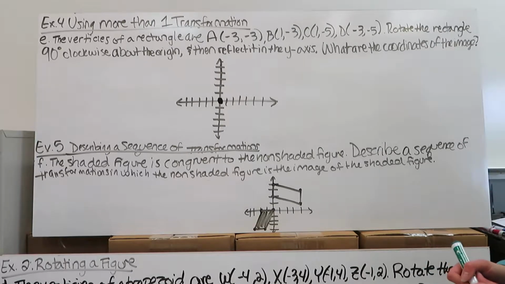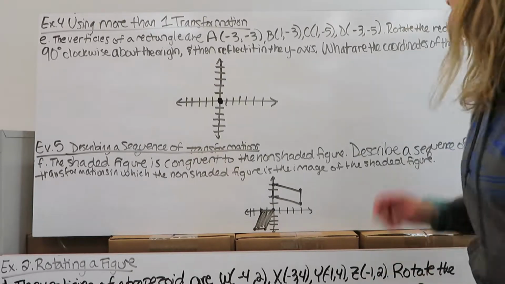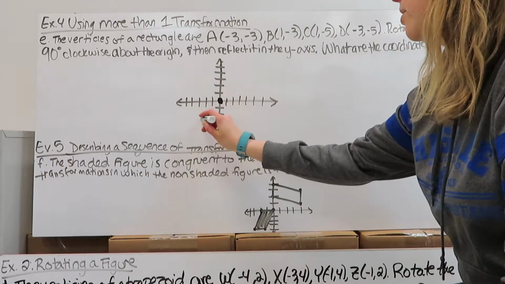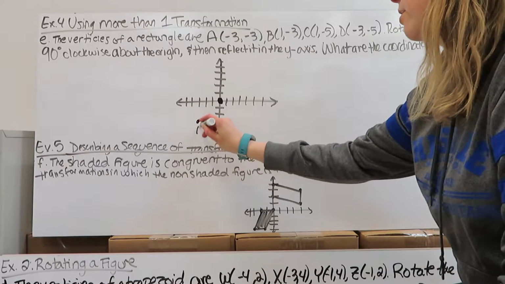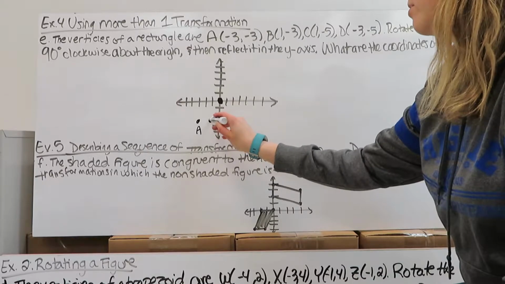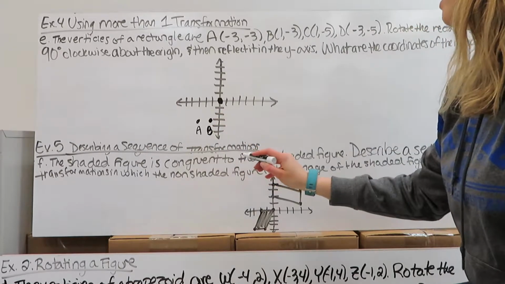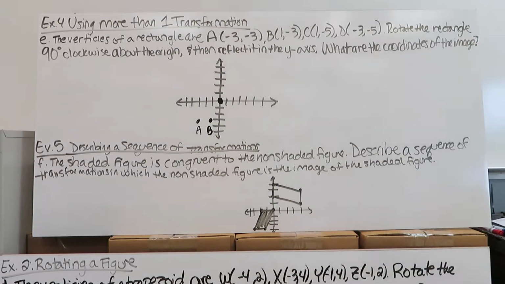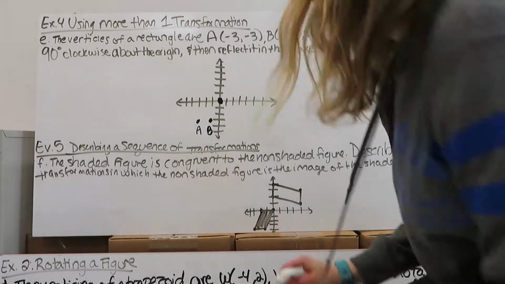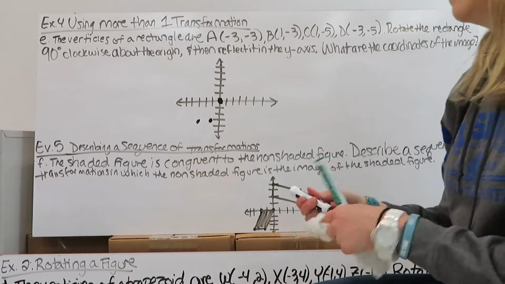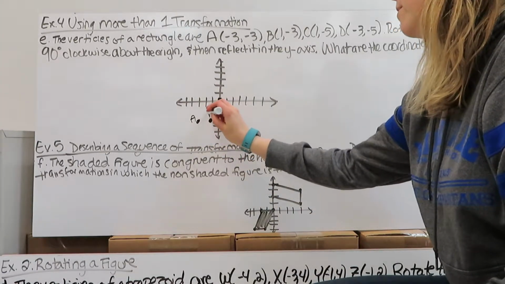Well, let's do this step by step. Let's start with plotting our points. So -3, -3. There's A. B is at 1, -3. C is at 1, -5. Whoop. All right, so one of those times when I have to erase the labels, because those are otherwise in my way. So I'm going to put them above.